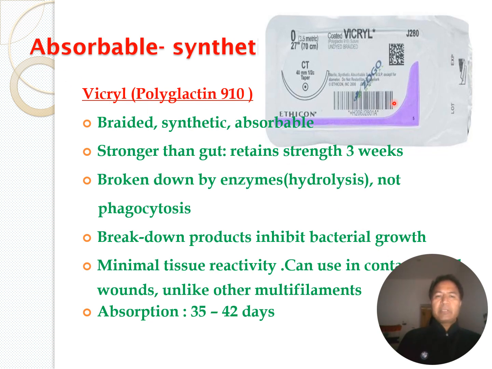Then we have absorbable synthetic: Vicryl, polyglactin 910, a braided synthetic absorbable suture, stronger than gut, retaining strength for 3 weeks. It is broken down by enzymatic hydrolysis, not phagocytosis. Breakdown products inhibit bacterial growth, and there is minimal tissue reactivity. It can be used in contaminated wounds, unlike other multifilaments. Its absorption occurs between the 35th and 42nd day.